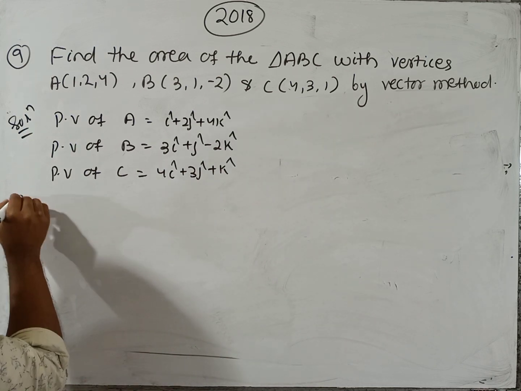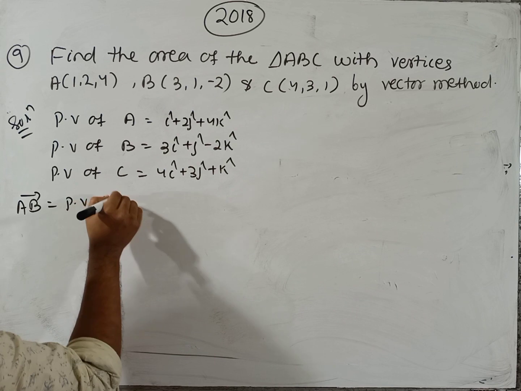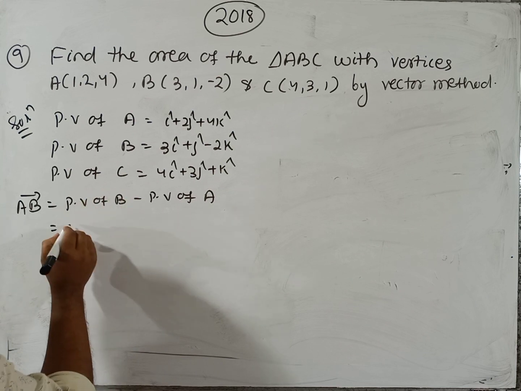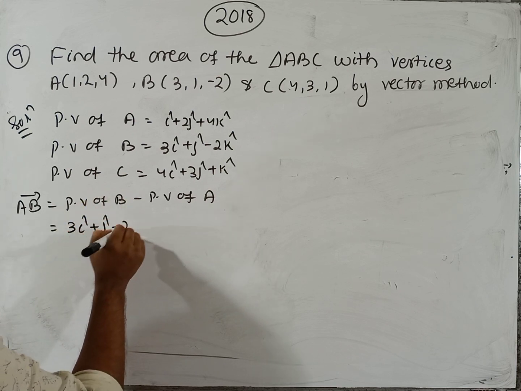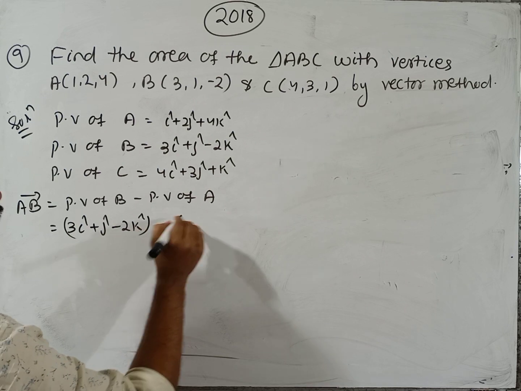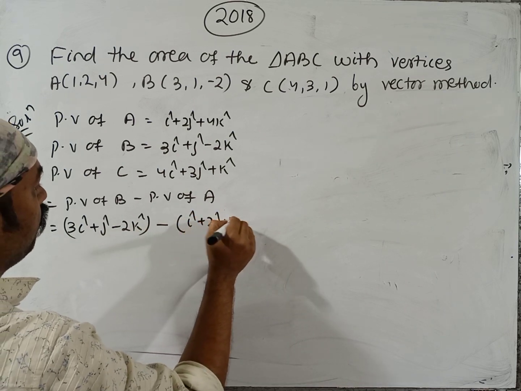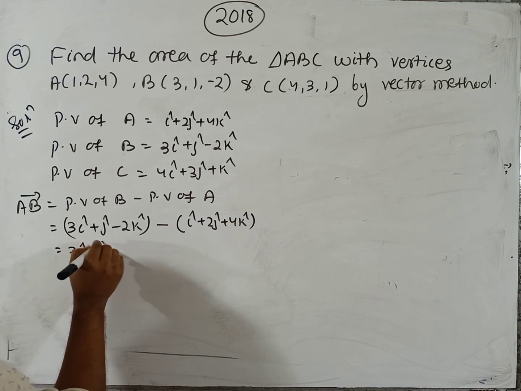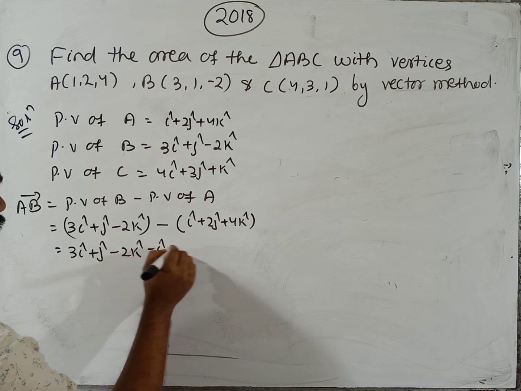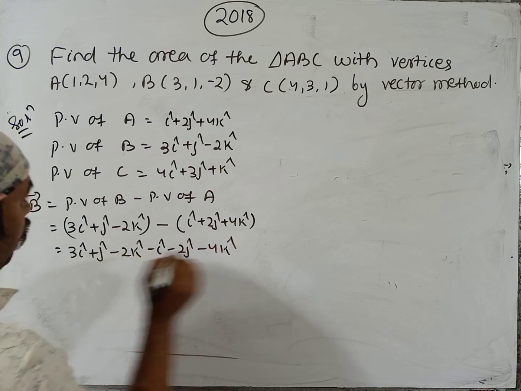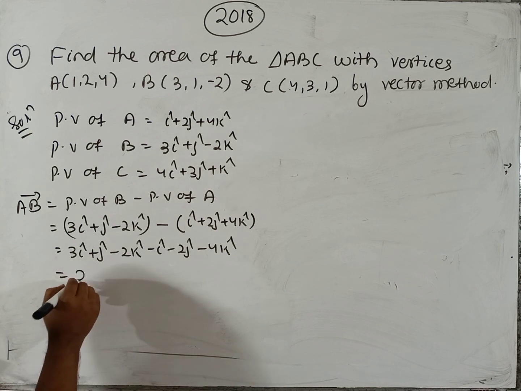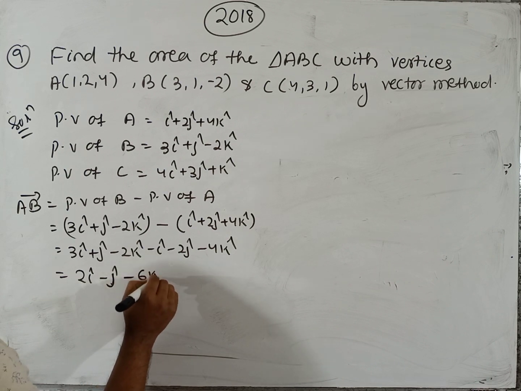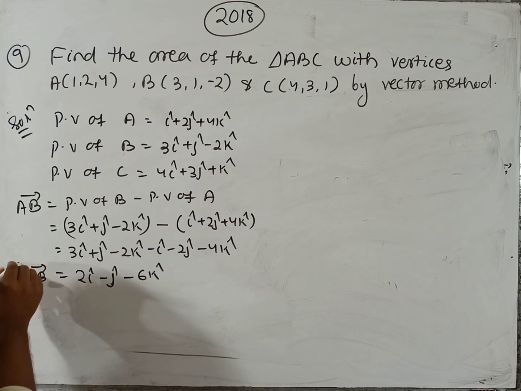Then you have to find out AB vector, which is position vector of B minus position vector of A. You have to solve it step by step. 3i cap plus j cap minus 2k cap minus i cap plus 2j cap plus 4k cap. Then it will be 3i cap plus j cap minus 2k cap minus i cap minus 2j cap minus 4k cap. It will be 2i cap minus j cap minus 6k cap, and here it is AB vector.